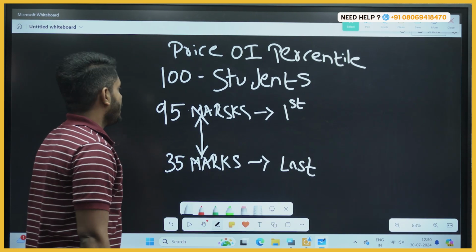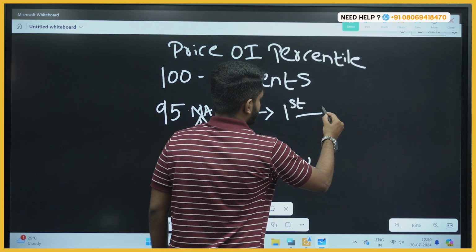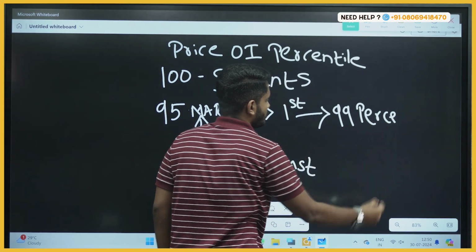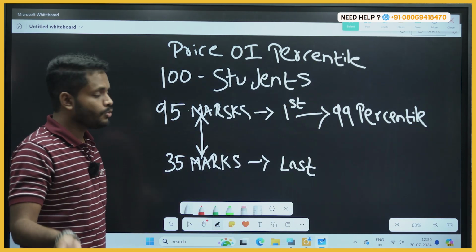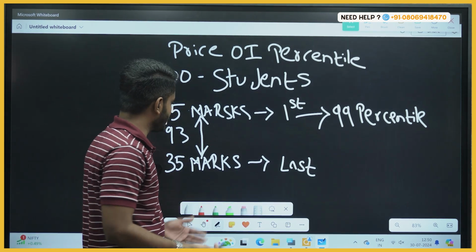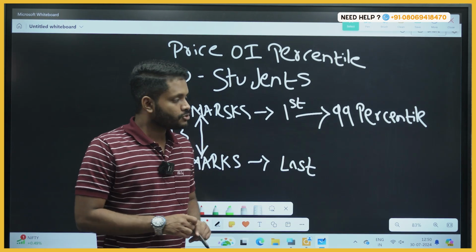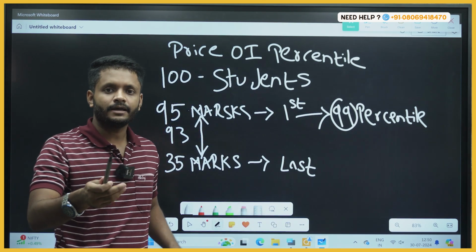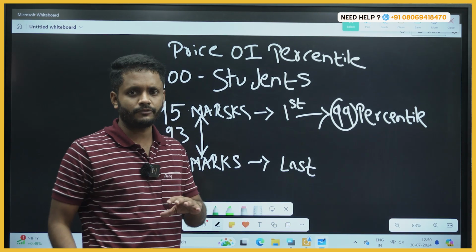Here, as the first student has secured 95 marks, correct? I would tag him as 99 percentile, not percentage, percentile. Let's say another student who has secured, say, 94 or 93 is second. His percentile will be somewhere around 97, 98. Whichever is the first, we will usually give 99 percentile, and the ones who come below him we will accordingly give 97, 98, whatever, it depends.